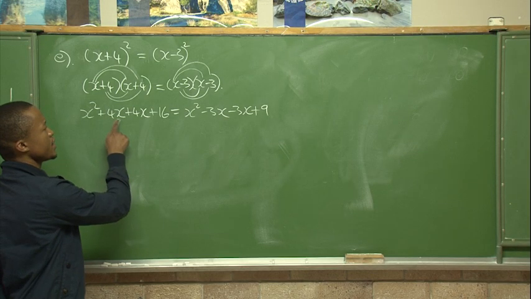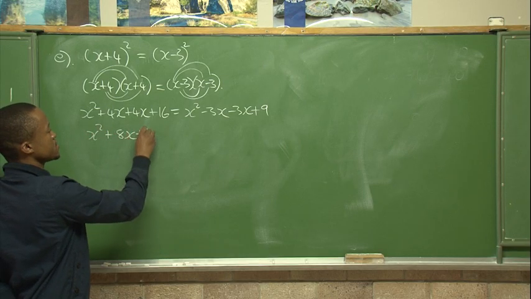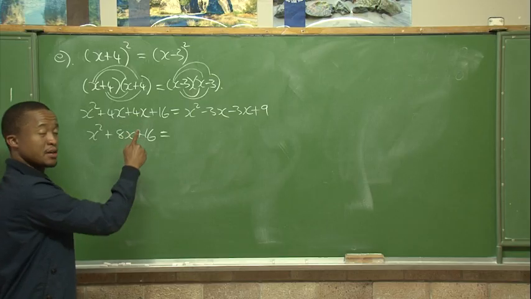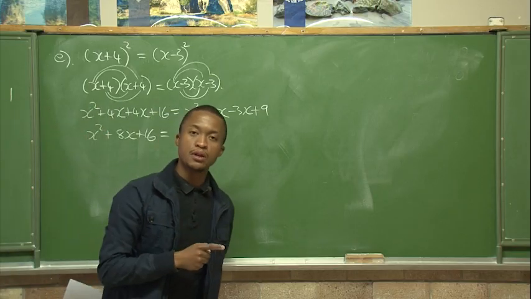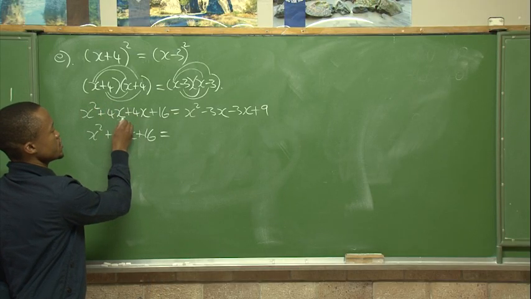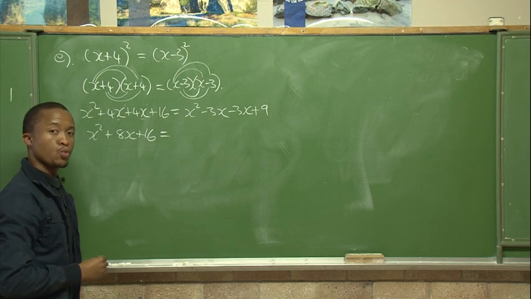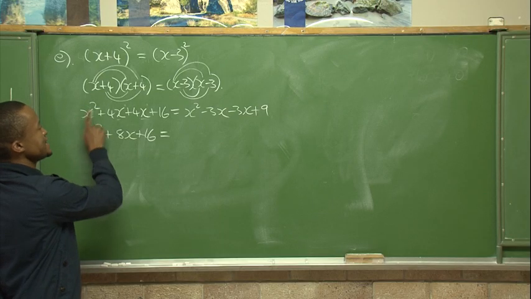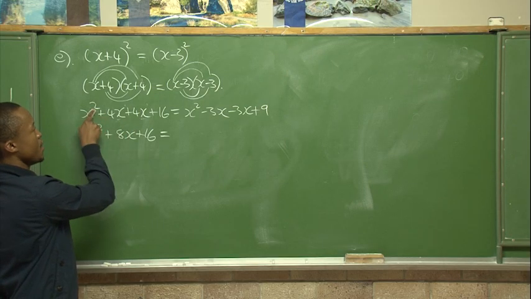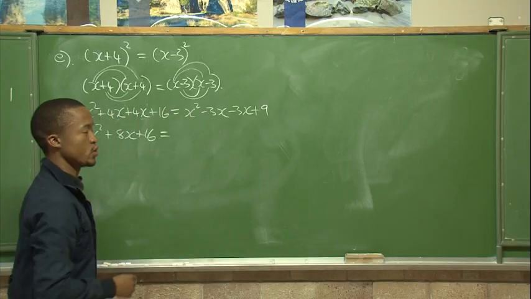On the left hand side, 4x and 4x are like terms, so if you combine them, 4x plus 4x will give us 8x. So we have x squared plus 8x plus 16. Because remember, like terms are terms that have the same variable with the same exponent. So these two are like terms because they contain the same variable and the same exponent, because the exponent of base x is 1. However, x squared is not a like term of the two terms because even though the variables are the same, the exponent is not the same. Therefore, x squared is not a like term of positive 4x.